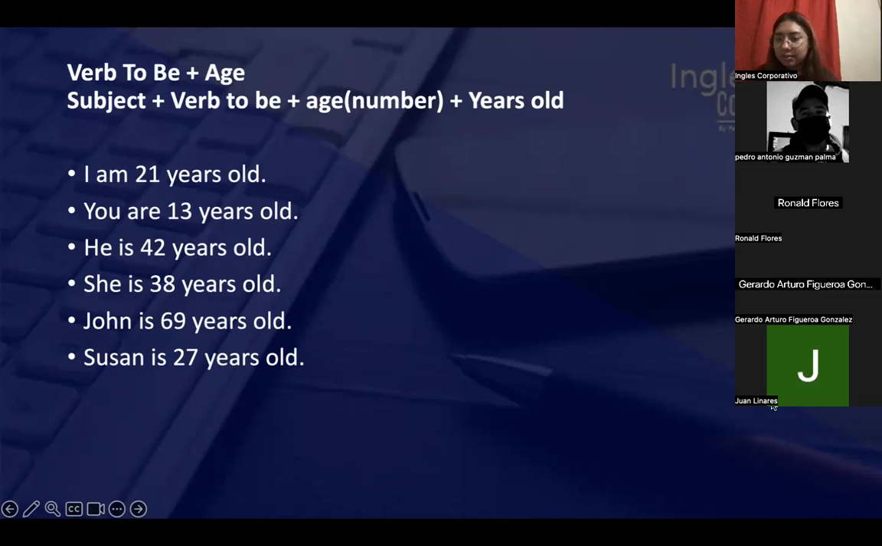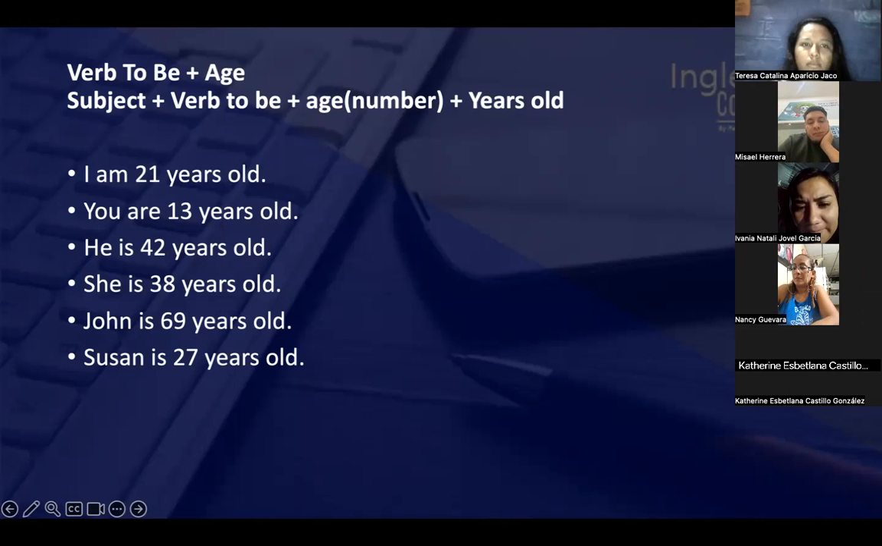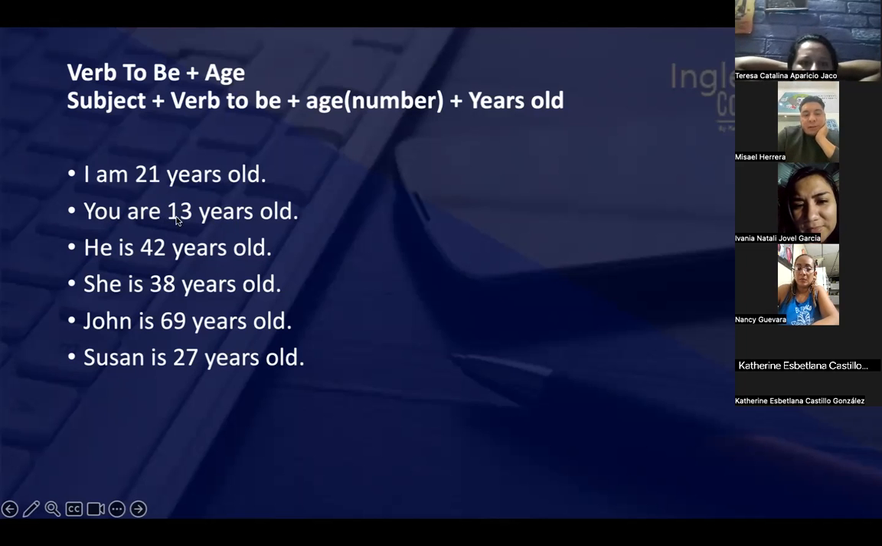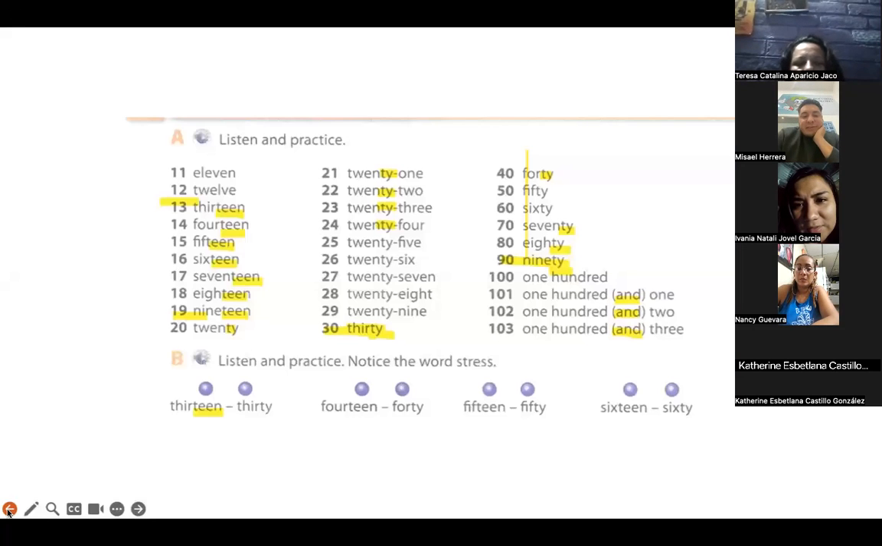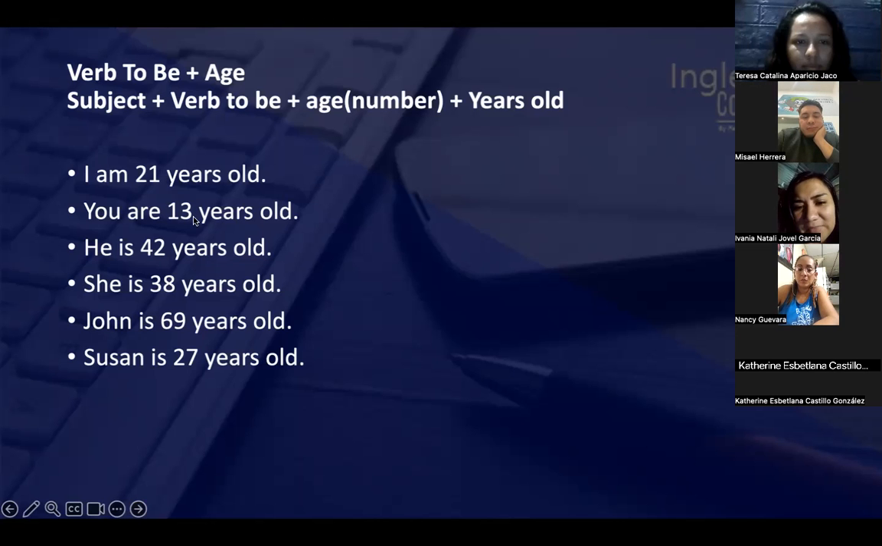Okay. Let me see. Lo voy a hacer al azar. Okay, Misael, can you help me to read this one, la segunda? You are 30 years old. Es la segunda. Yes, la segunda. Esta de acá. You are 30 years old. Okay, 13, right? 13. Oh, perdón. Remember, aquí miren. 13. 13. You are 13 years old. Awesome. Thank you, Misael.